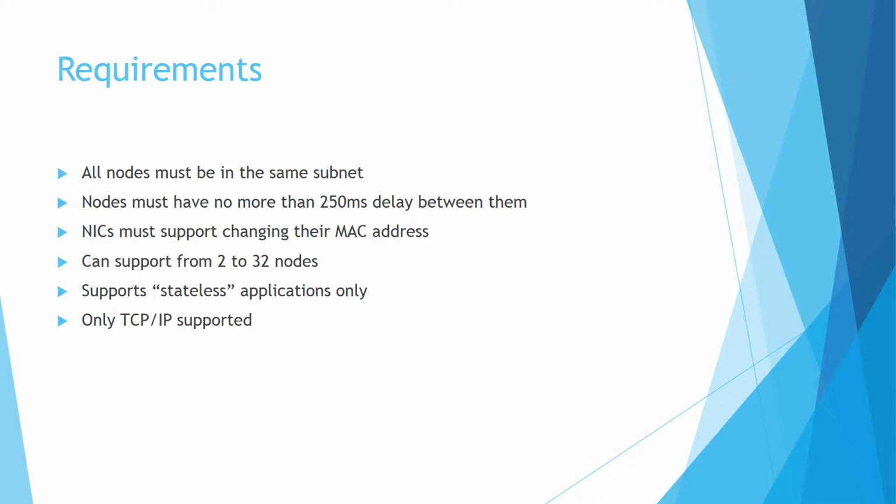The requirements: all nodes or hosts in the cluster must be on the same subnet, as they have keep alive heartbeat messages. There must be no more than 250 milliseconds delay between the hosts, therefore it's recommended to keep them in the same physical location / LAN. You don't want your hosts to be distributed broadly across different sites, for example. The NICs must support changing their MAC address. That is what we'll discuss how to configure in Hyper-V.